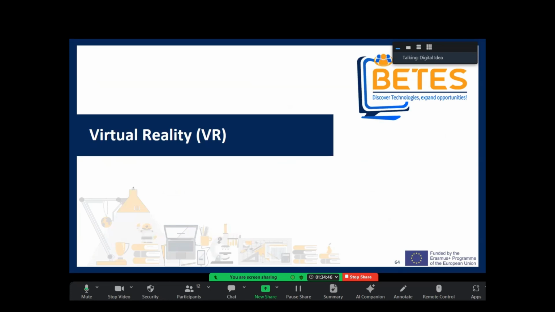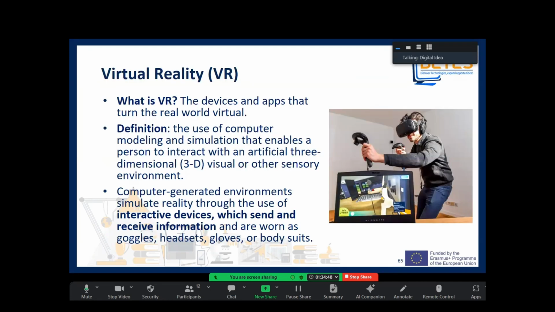About virtual reality. I think all of you have seen virtual reality somewhere in your everyday life. What is virtual reality? The devices and apps that turn the real world into virtual. It is the use of computer modeling and simulation that enables a person to interact with an artificial three-dimensional visual or other sensory environment.